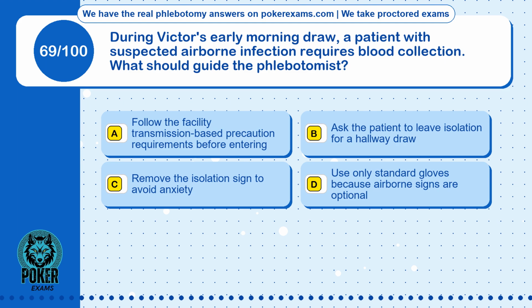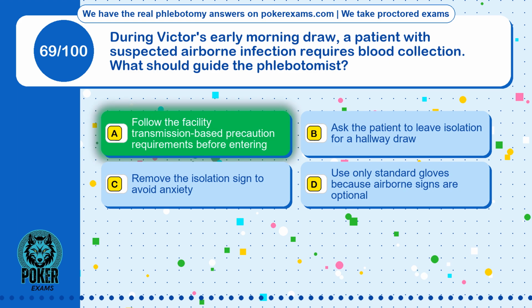Question 69. During Victor's early morning draw, a patient with suspected airborne infection requires blood collection. What should guide the phlebotomist? Option A, follow the facility transmission-based precaution requirements before entering. Option B, ask the patient to leave isolation for a hallway draw. Option C, remove the isolation sign to avoid anxiety. Option D, use only standard gloves because airborne signs are optional.